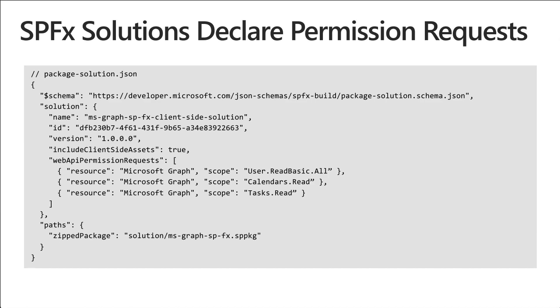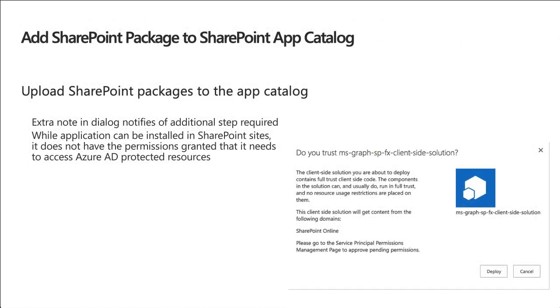Now remember, it's not just this application that's going to get those permissions, it's the entire tenant. Now once I've gone through and I've packaged up my solution, I've deployed it to SharePoint Online, if I went with the declarative approach, there will be an extra note that shows up at the bottom of the dialog here when you go to deploy your SharePoint Framework package to the tenant scoped app catalog.